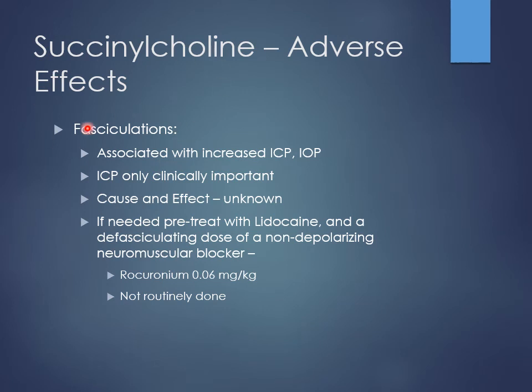So, as I mentioned, the fasciculations are associated with increased intracranial pressure and increased intraocular pressure, so you want to be careful with that. Again, we don't really know the full effect for why this is occurring besides the actions of the drug. However, you can pre-treat with lidocaine. And sometimes what they'll actually give is called a defasciculating dose of a non-depolarizing drug. I'm not really going to quiz you on this. This is kind of a more esoteric thing. We don't do this too frequently. This is where you give a small dose of another paralytic beforehand to try to prevent the fasciculations. But at that point, I'd just rather give the other paralytic the full dose. So don't worry too much about that. Just know that it can increase ICP, and can increase intraocular pressure as well.